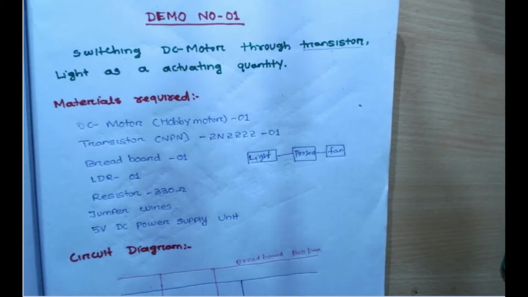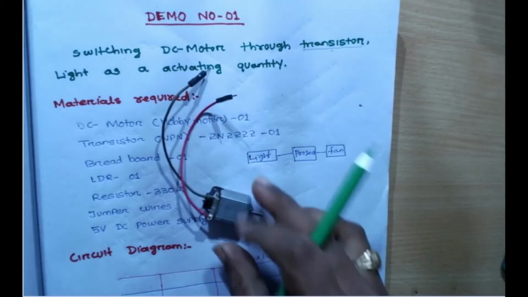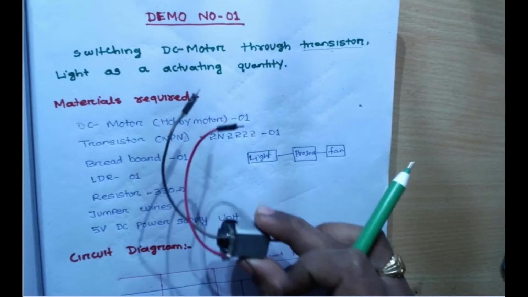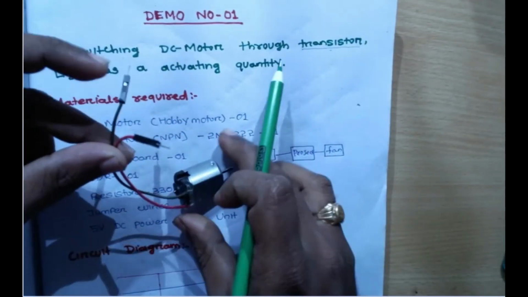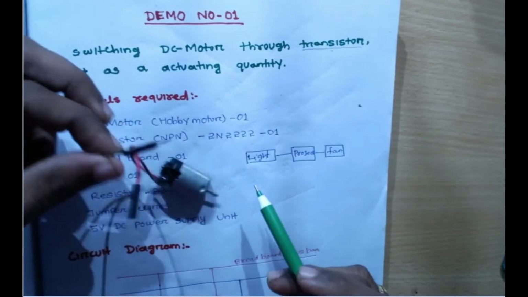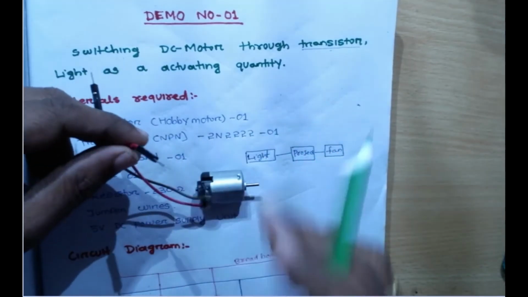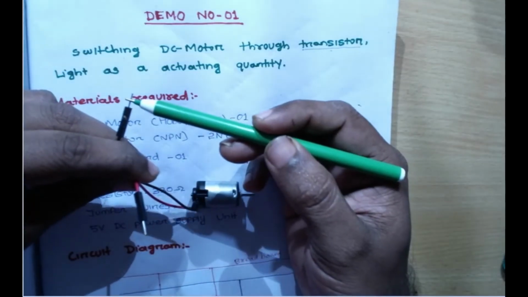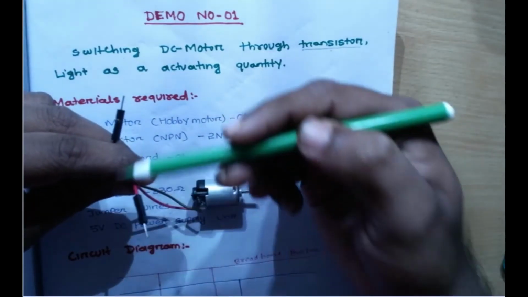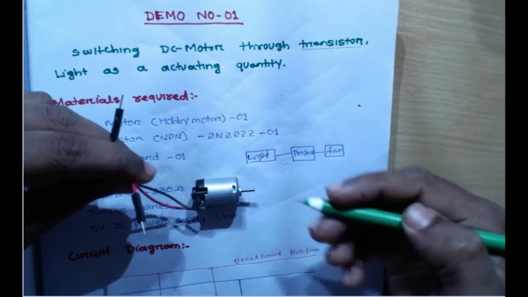Okay, first we will go to the DC motor. Here you can see this motor. This is the DC motor. There are two terminals, one red terminal and another black terminal. You can give the positive to the red and negative to the black. You can reverse it, and then the rotation of the motor will also change.